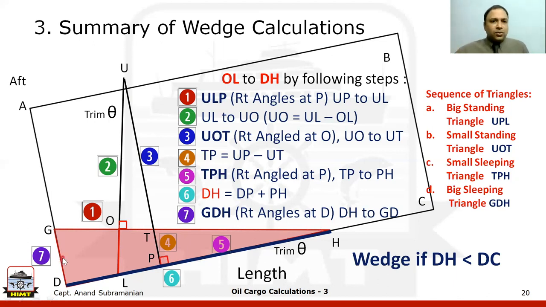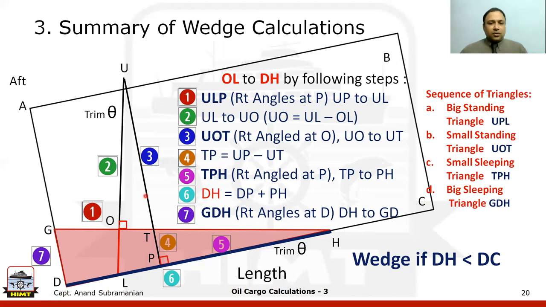Once you do a couple of numericals on these wedge calculations, you don't have to worry about the large, small, sleeping triangles and all that stuff. That comes to you automatically. But in the initial process, if you get the flow wrong, then it becomes very difficult. So this is just an aid for memory as to what is the sequence of triangles to be performed.